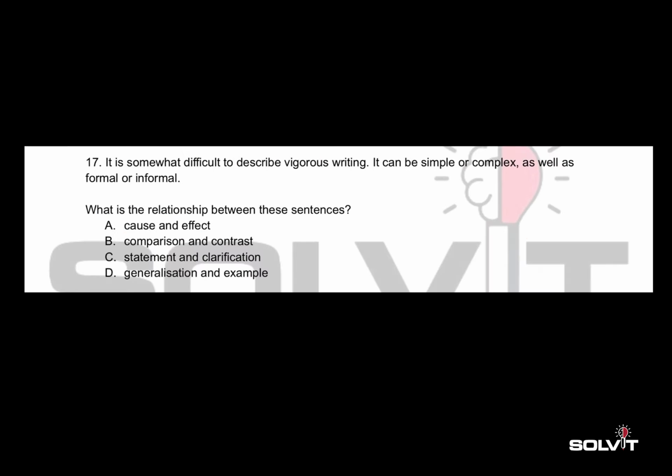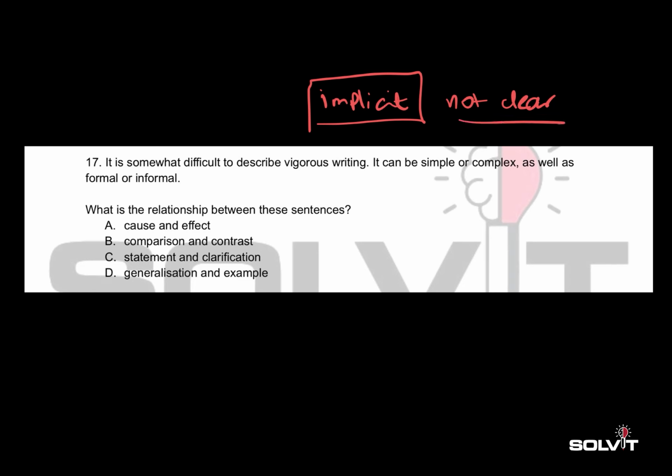Okay, let's look at question number 17. It is somewhat difficult to describe vigorous writing. It can be simple or complex, as well as formal or informal. What is the relationship between these sentences? As you might know, this is an example of two sentences where the relationship is implicit, right? It's not clearly stated.